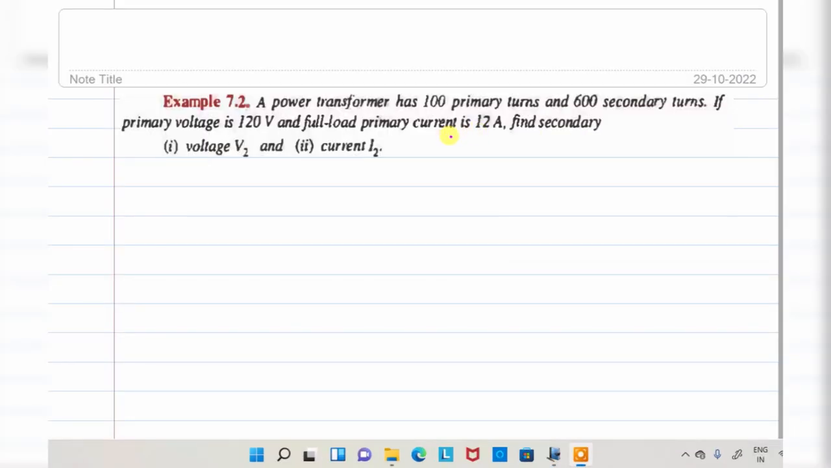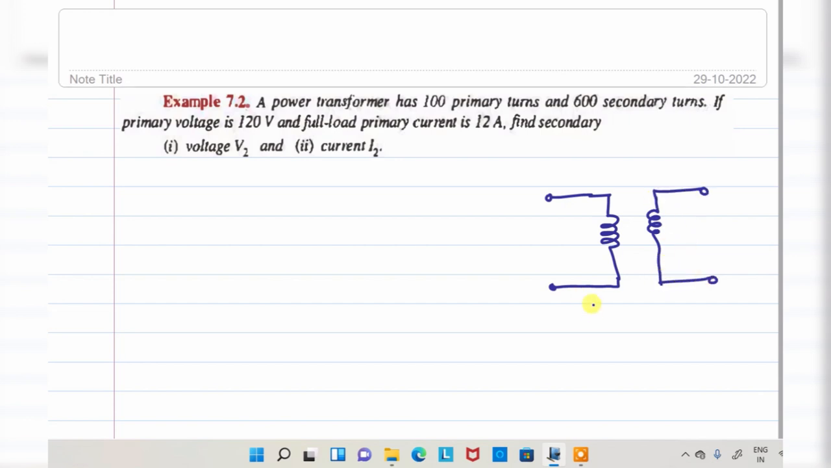Okay. Next, second example. See here, a power transformer has 100 primary turns and 600 secondary turns. So we have a transformer, a power transformer. This is a transformer.